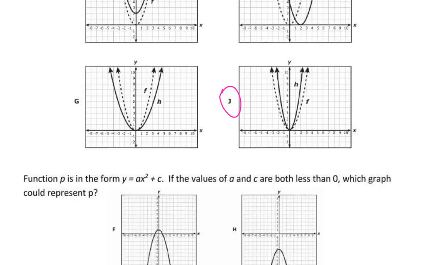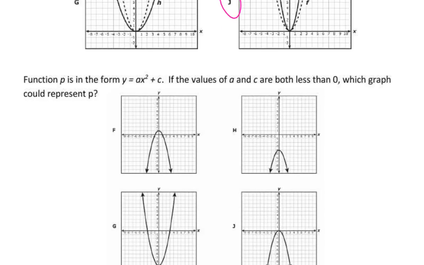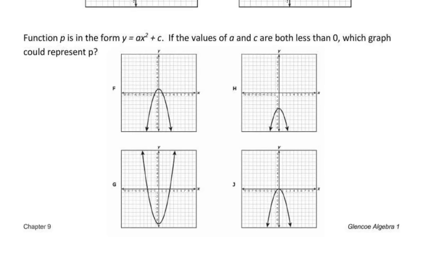This next one's a tiny bit trickier, but it is our last one, so you must be somewhat excited. Function P is in the form y equals ax squared plus c. Okay? If the values of a and c are both less than 0, which graph is possible, basically? A and c are both less than 0. So if numbers are less than 0, do you agree that means that they have to be negative numbers? They have to be negative, right?